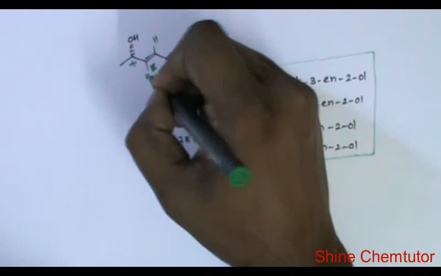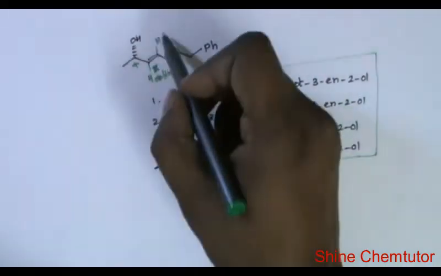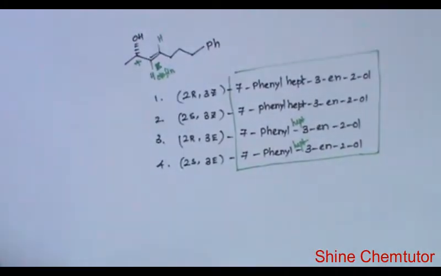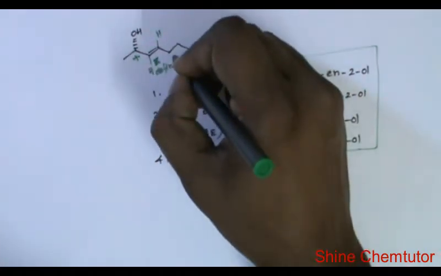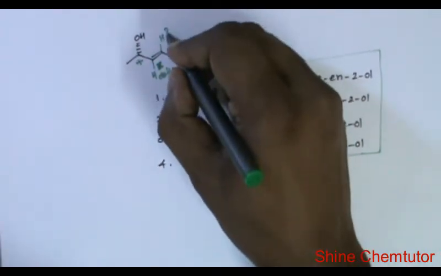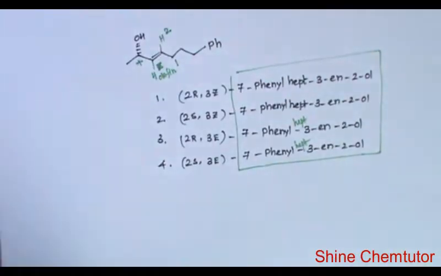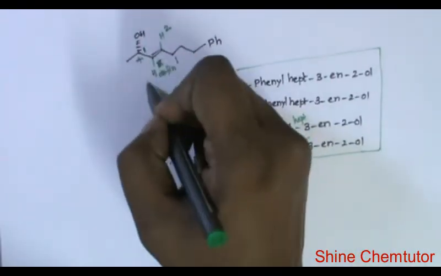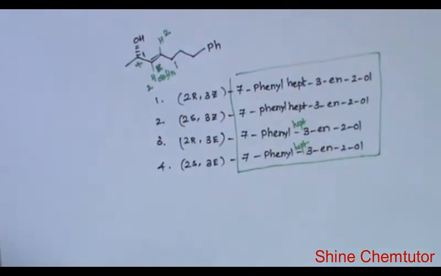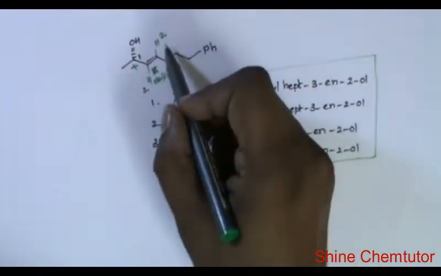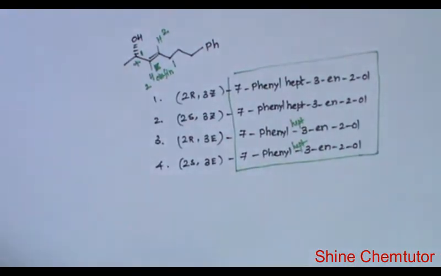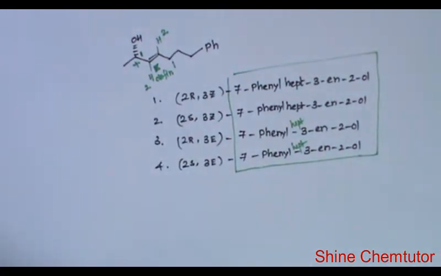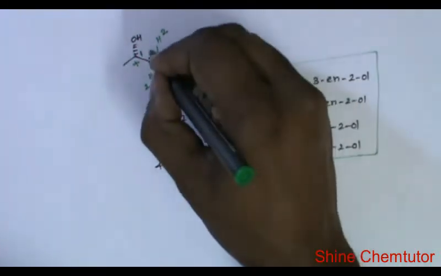These are the four substituents. There are 2 hydrogens and 2 alkyl groups. If you go for priority, this will get higher priority and this will be the second one. Similarly, this will be higher and this will be the second one. Now, the highest priorities are just trans. When it is trans, the nomenclature we follow is E. So basically it is an E olefin.